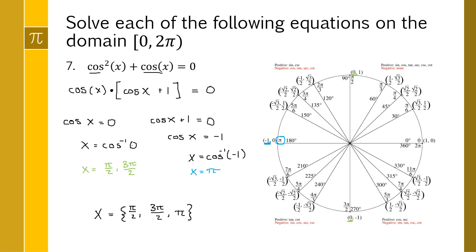So that's it for this final learning target of Lesson 7. You need to be able to use the unit circle to evaluate inverse trig functions and combine that with your algebra problem solving skills.